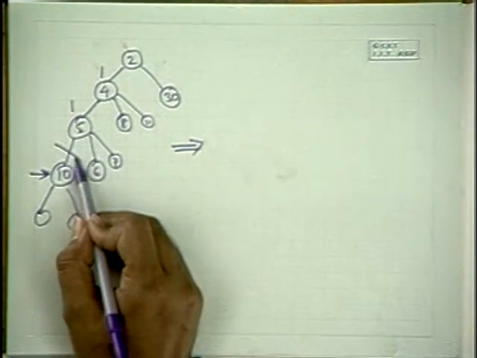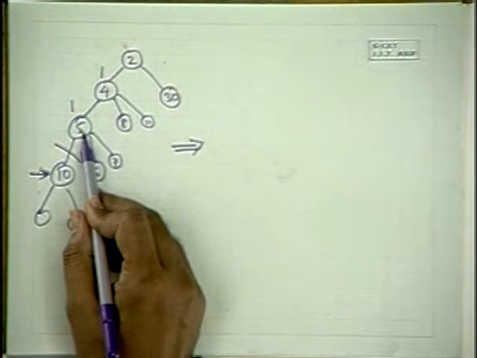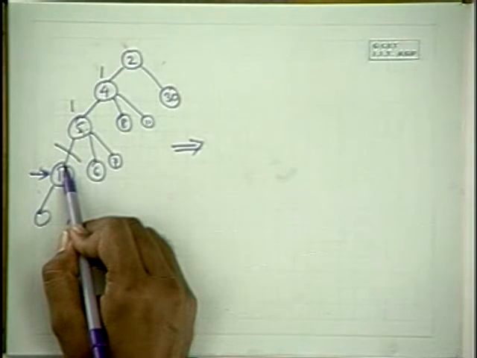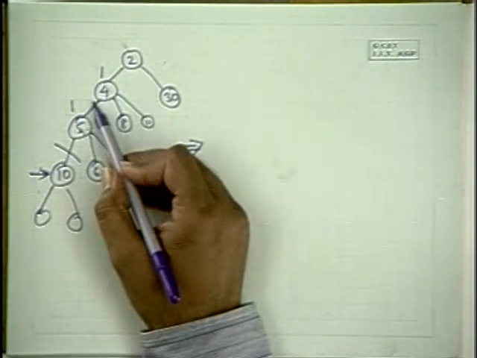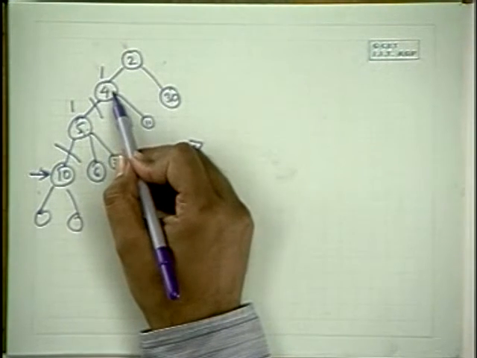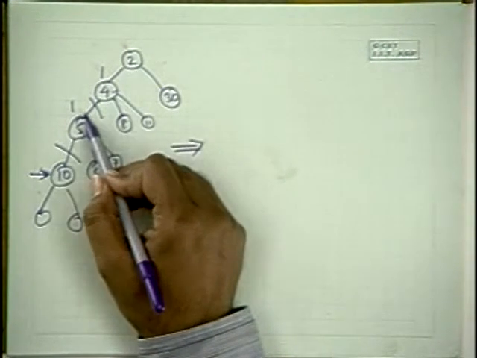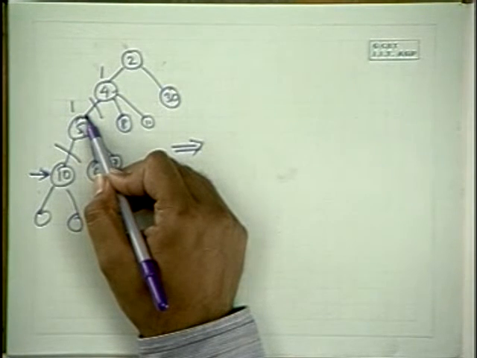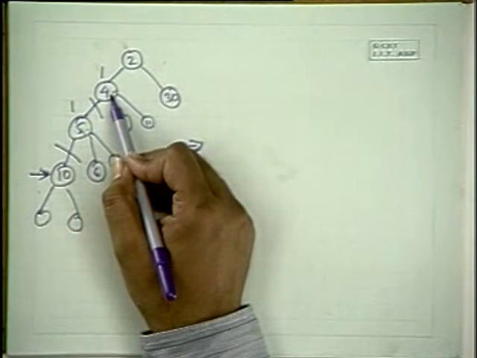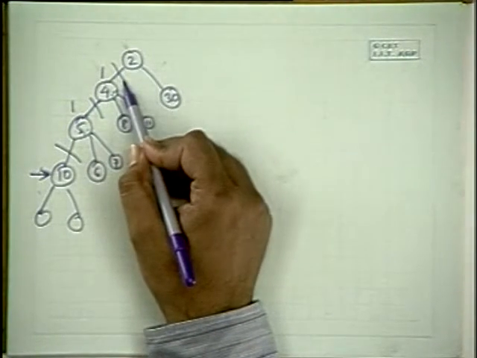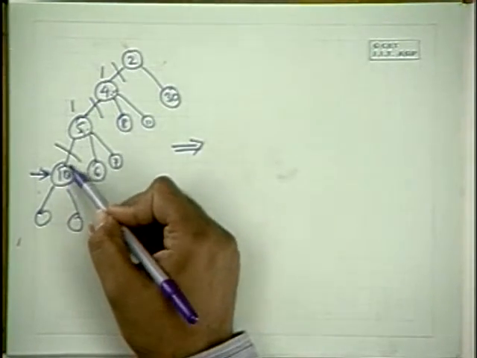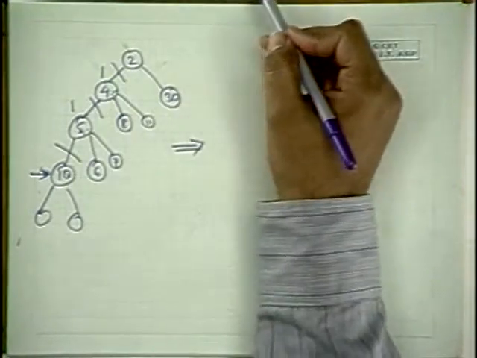Now once you cut this 10 from 5, 5 is losing a child for the second time. What it means by cascading cut is that we have to cut 5 from its parent again. But 4 is marked already, so 4 is losing this child for the second time. That means 4 also has to be cut. So 4 is also cut from here. So this is the cascading effect: one cut of 10 is causing cascading cuts in the tree.